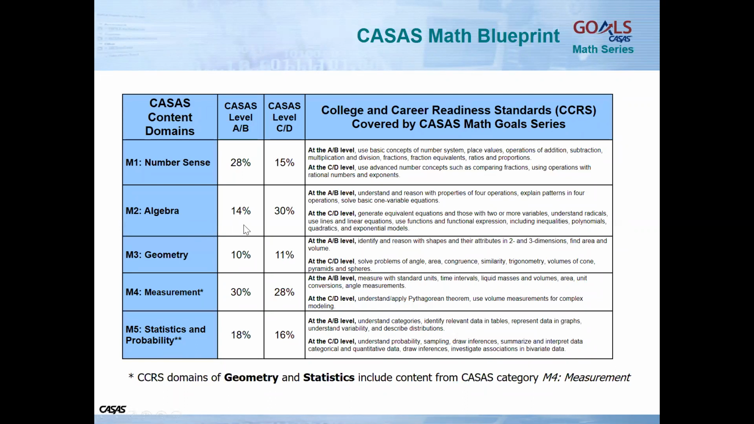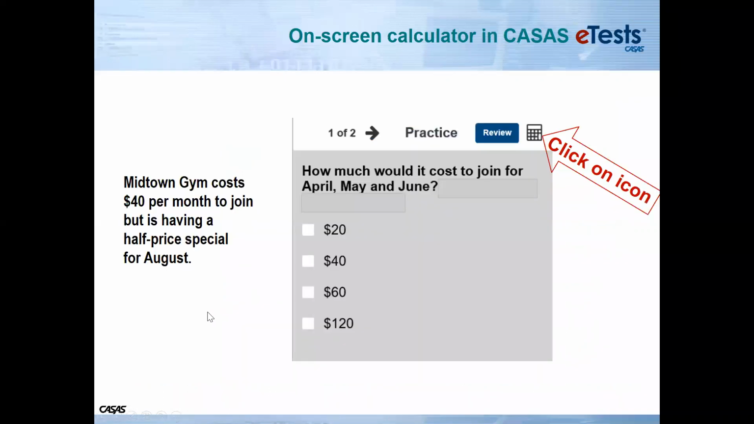Then algebra, it flips, and that's also to be expected. There's higher coverage in the CD level of algebra. Geometry is about the same in both. So is measurement, and also statistics and probability are similar. All right. We're going to look at that in a minute in more depth by level.